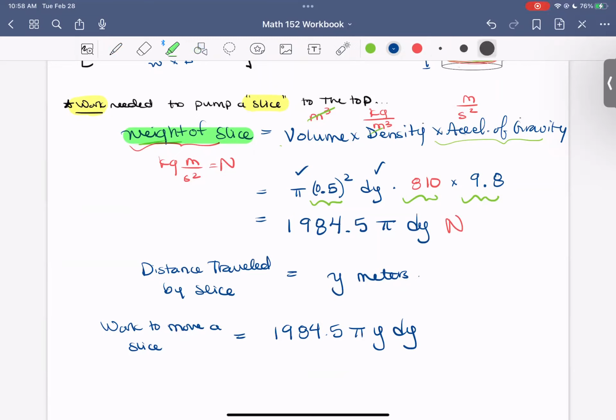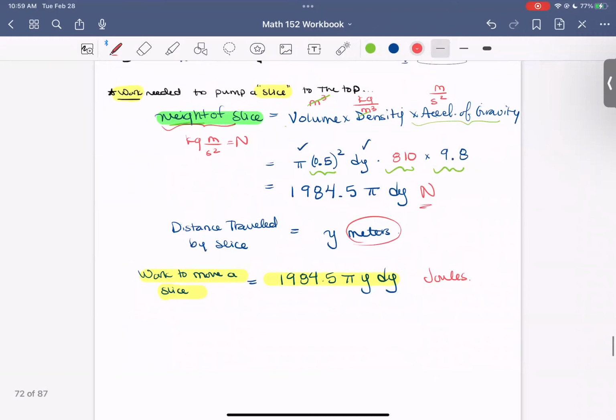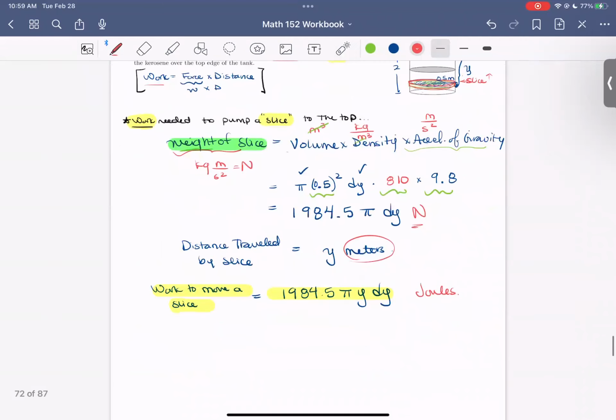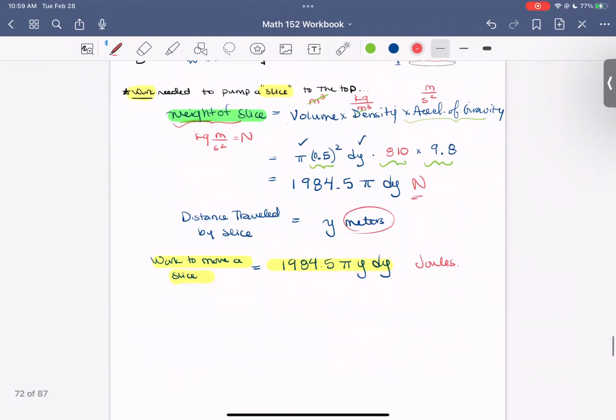Okay, and so this is just to move a slice, but we figured out the work needed to do that. And just so we check what our units are, our distance traveled is meters. Our force is newtons. So this would be newton meters or joules, which is an appropriate measure of work. Okay, so now we're going to put our calculus tools to use and determine the total work needed to move all of the slices up.